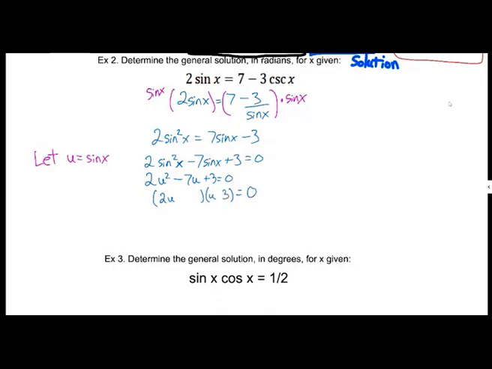So I'm going to get a 2u minus 1 and a u minus 3. You can do decomposition if you want, or you can run through and do inspection.